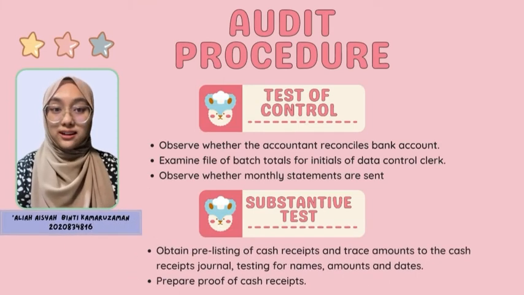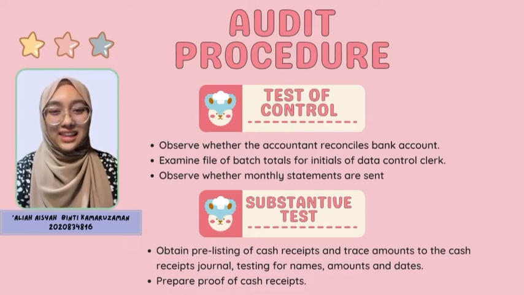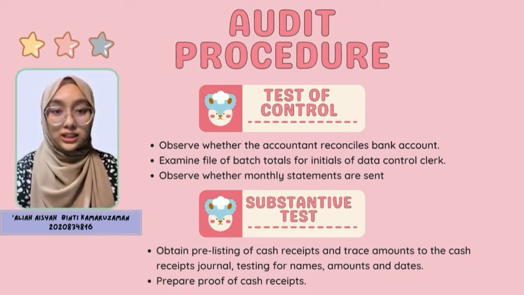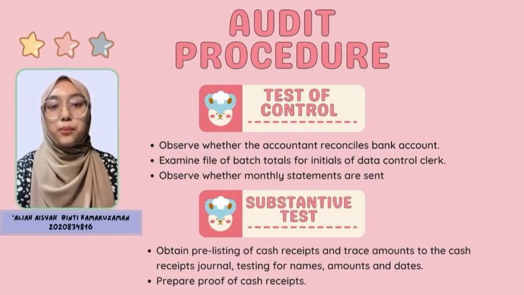Next is the audit procedure. It is divided into two, which are the test of control and the substantive test. For the test of control, I observe whether the accountant reconciles the bank account, examine the file of batch totals for initials of the data control clerk, and observe whether monthly statements are sent. For the substantive test, I obtain a pre-listing of cash receipts and trace amounts to the cash receipts journal, testing for names, amounts, and dates, and prepare a proof of cash receipts.